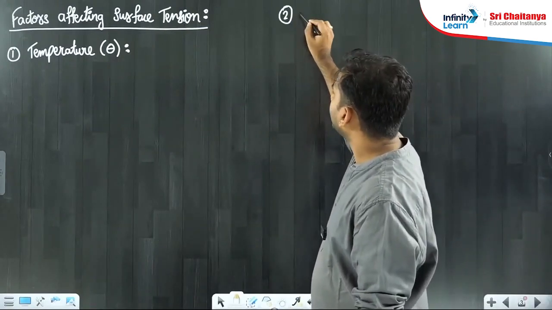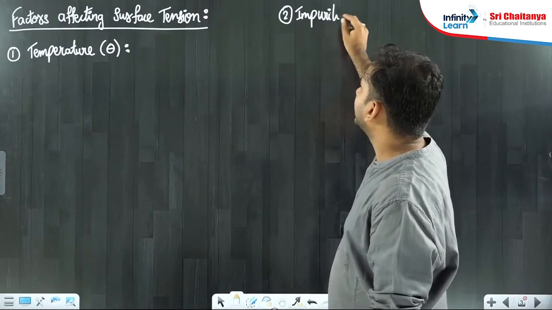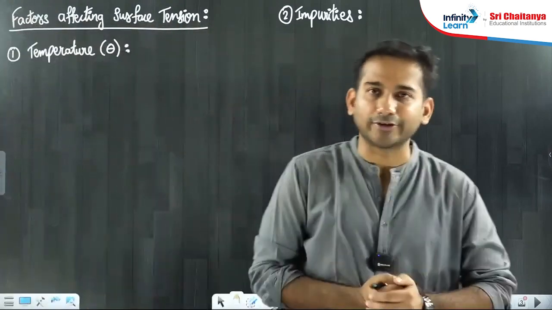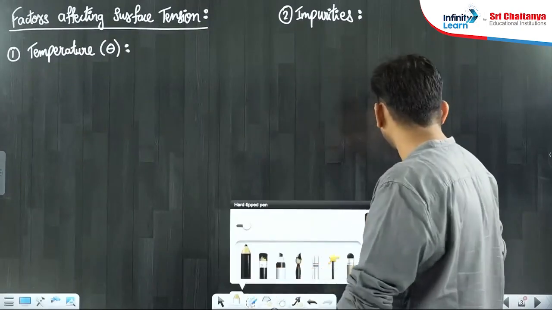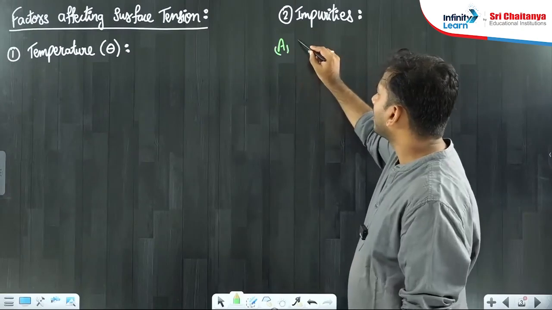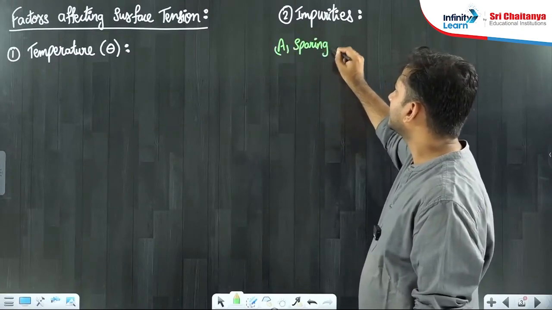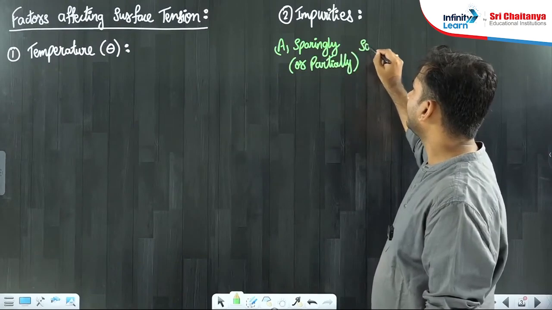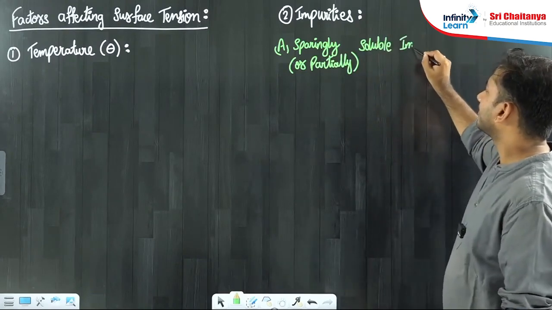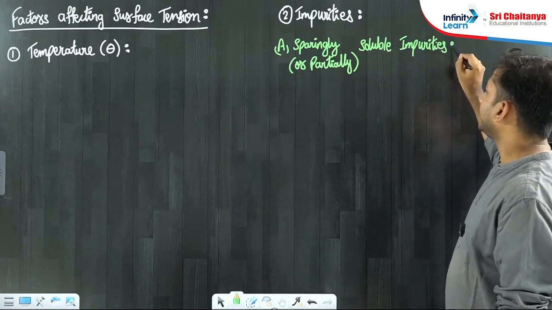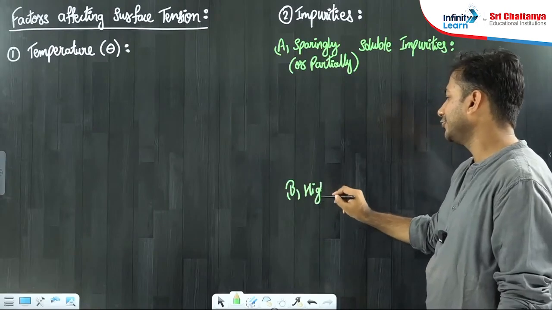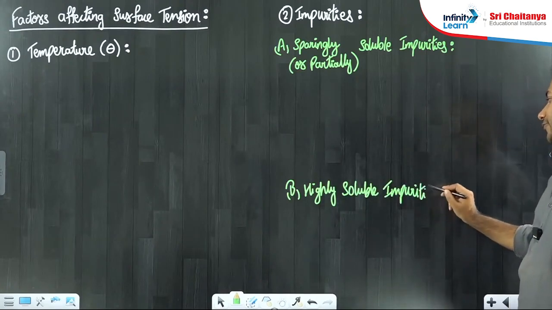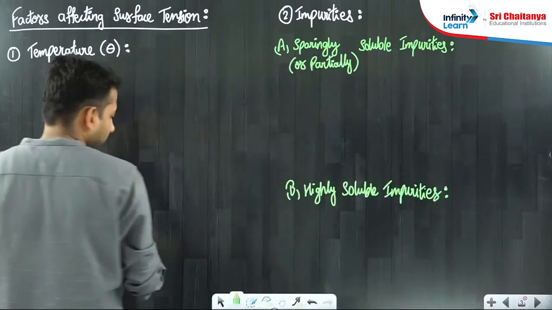Number two, we are going to talk about the impurities. Now in chemistry, you would have studied that whenever you talk about impurities, there are always two categories: sparingly soluble impurities and highly soluble impurities. So let us categorize them here. Category A, sparingly or partially soluble impurities, and then we will talk about highly soluble impurities. Okay, and let us talk about them one by one.